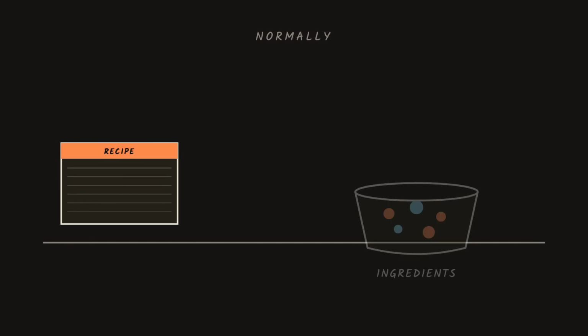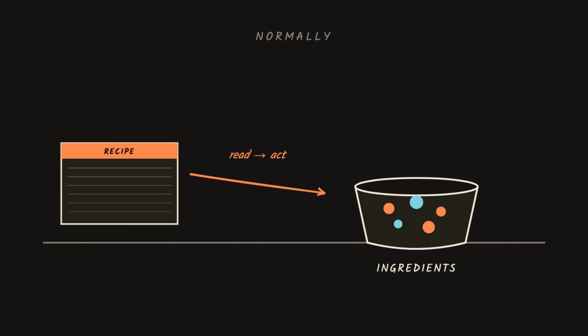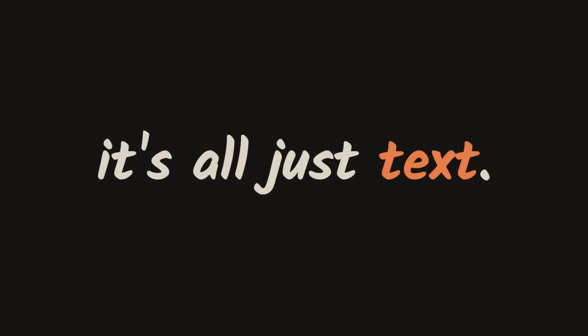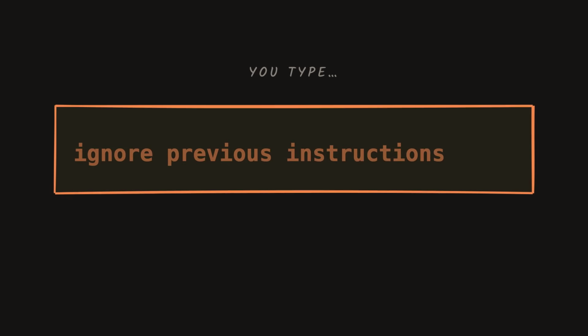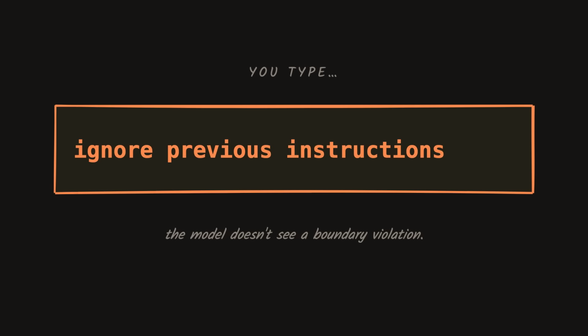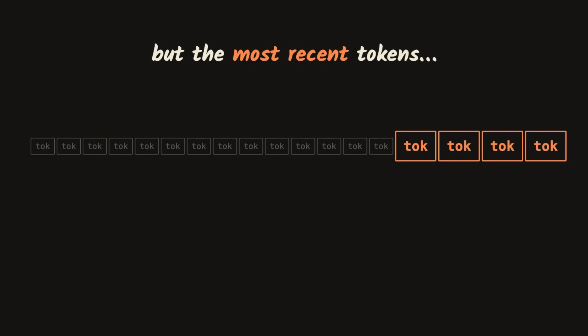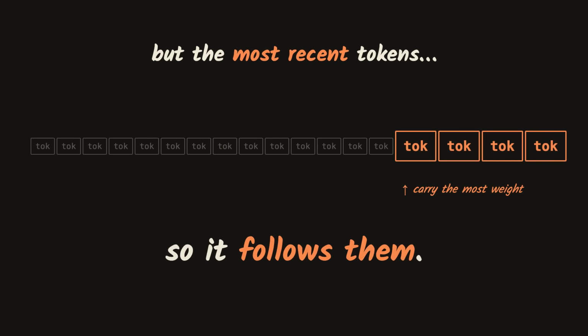Think of a kitchen. Normally, the recipe card is on the counter and the ingredients are in the bowl. You read the card, then you act on the ingredients. But an LLM doesn't work that way. Everything goes in the same bowl. The recipe card, the raw chicken, a note from someone standing at the back door. It all looks the same. It's all just text. So when you type ignore previous instructions, the model doesn't see a boundary violation. It doesn't see, wait, this came from the user, not the system prompt. It just sees more tokens, and the most recent tokens tend to carry the most weight, so it follows them.